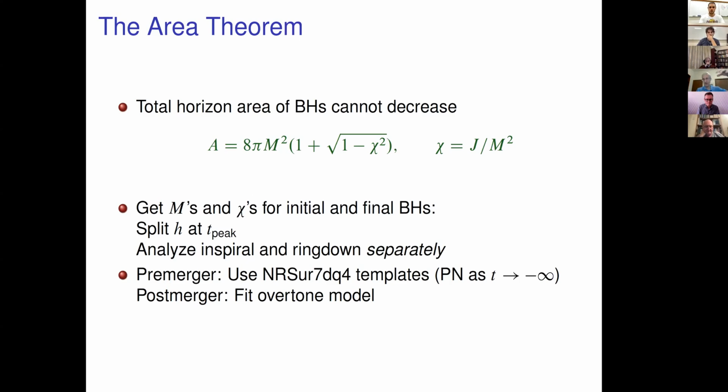If you're trying to test the area theorem, you can't, for example, take the initial masses and spins and then use numerical relativity to, quote, measure the final ones, because numerical relativity assumes GR, so you're not getting much of a test. So the idea is you split H, the strain, at the peak time. You use only the early part of the waveform to get the initial masses and spins, and the final part of the waveform, the ringdown part, to get the final mass and spin, just like we did for this overtone analysis. Okay.